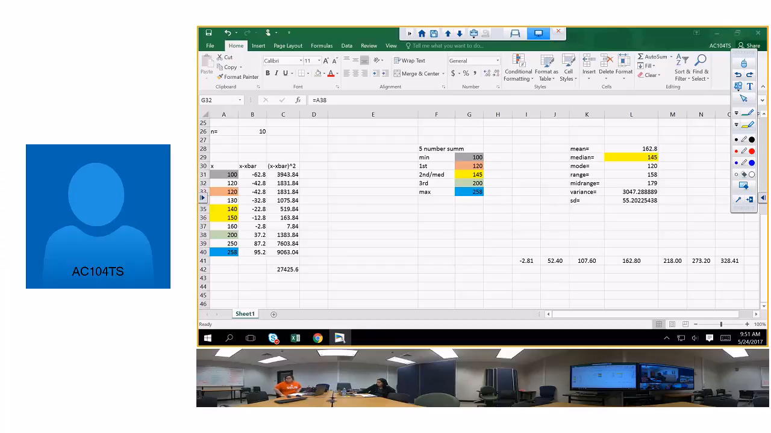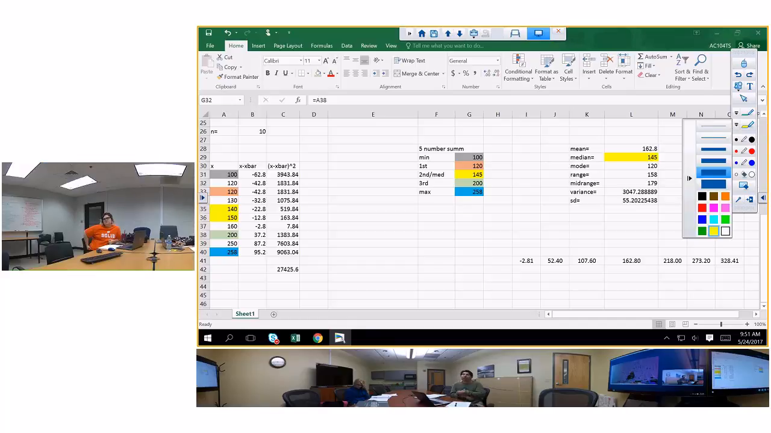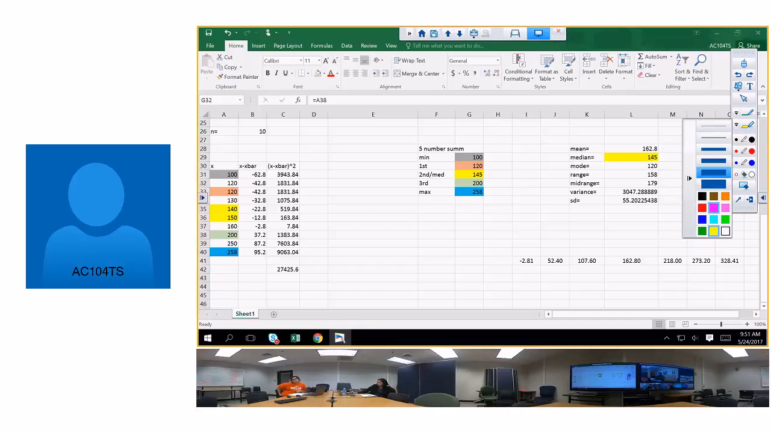There we go. And I'm going to highlight in a different color because I've already used yellow. Magenta. Okay. Let me hit it 8 times. And let's see if that works. There we go. All right. We good? Now, I want you to highlight the mean, the median, and the mid-range.